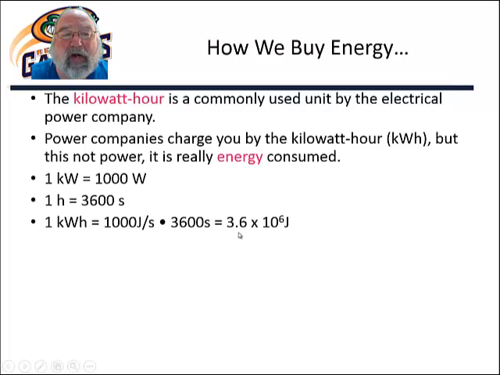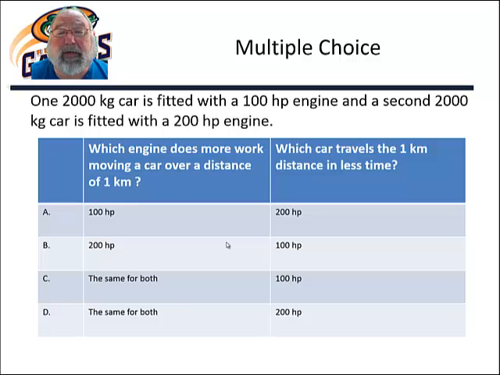So 1 kilowatt hour of energy is equivalent to 3.6 times 10 to the 6, or 3,600,000 joules of energy. A lot of energy. So if you use your hair dryer for a whole hour, you will have used over 3 million joules of energy. Now here's your multiple choice.